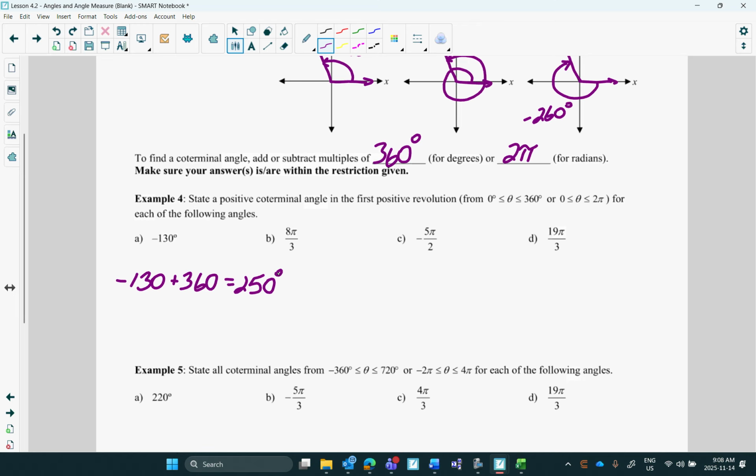No. What am I doing? 230. Is that within here? Yes. So that's one. If I added another 360 to get another coterminal, would I still be in here? No. So I stop. This is the only one that works. Getting the idea?